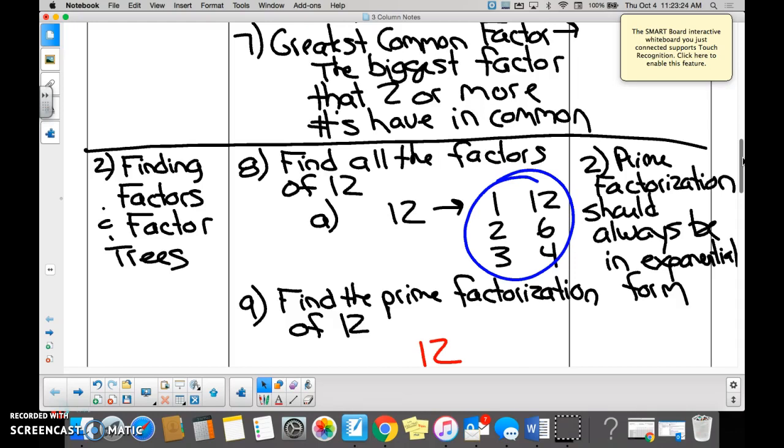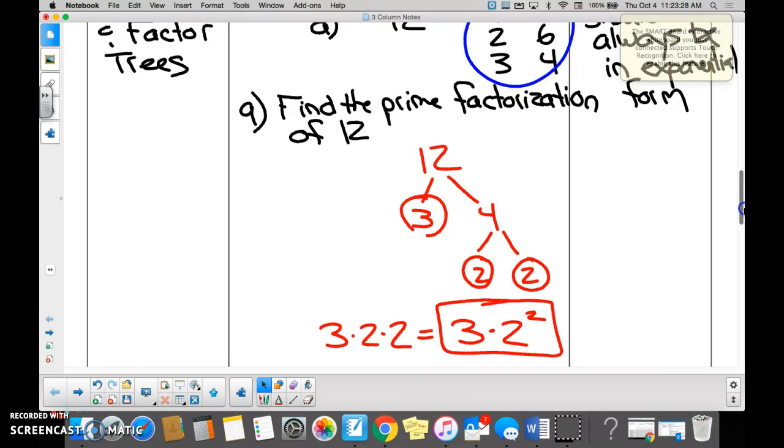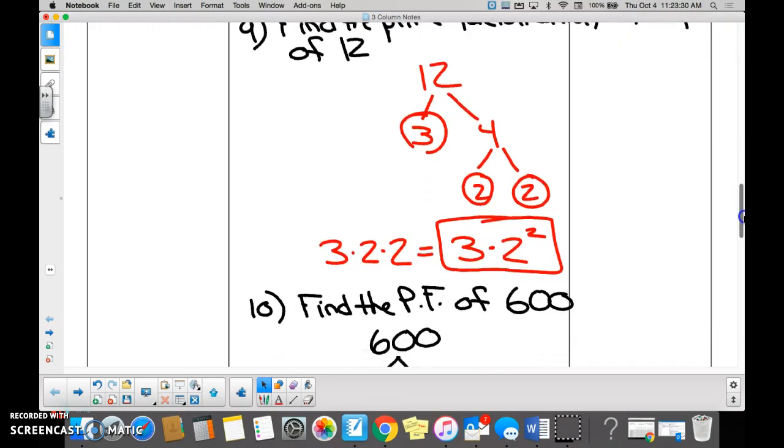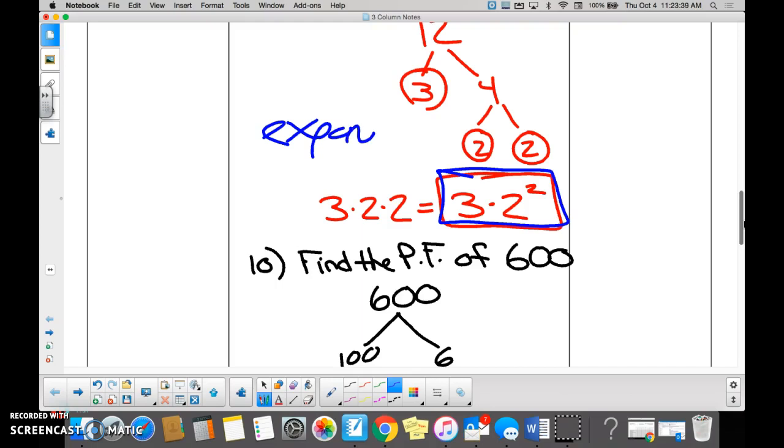To find the prime factorization of a number, like I said in the vocab, we used a factor tree, and that's simply breaking a number down into all of its factors. The big learning that you had in finding prime factorization is that all answers need to be in what form? Exponential form. So in other words, you need to use exponents when applicable.